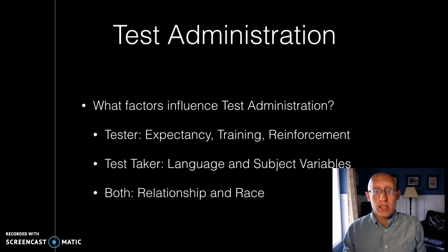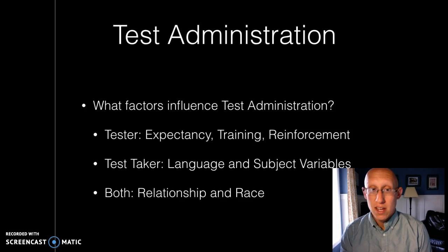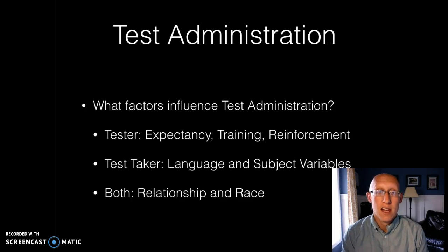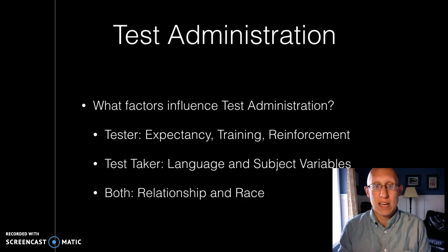So we'll start out looking at test administration and we'll explore what factors influence test administration. We'll look at things from the perspective of the person who's giving the test, the tester, and how their expectations, what training they've had, how they reinforce specific questions, how all of these factors influence things. We'll also look at the test taker, the person completing the test. How does their language and other subject variables influence them?